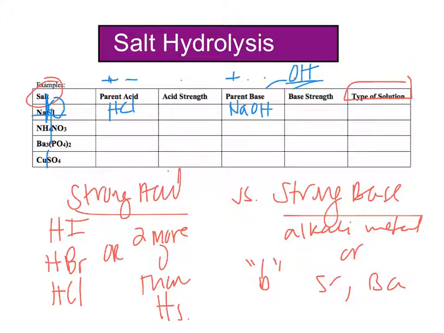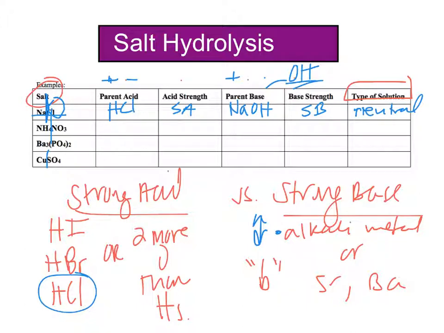Okay, and then go back to our rules. Hydrochloric acid is a strong acid, and sodium hydroxide, sodium is an alkali metal, group 1 on the periodic table, so that's a strong base. So if they're equal strength, both strong, then this would form a neutral solution, a pH right around 7.